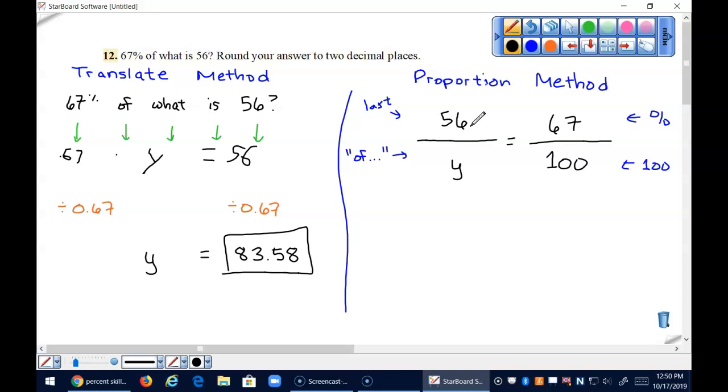To review, right bottom corner I put 100. It's always up. On the top I put whatever number had the percent by it. If the question said what percentage or what percent, then I would put the y there. I look for what happens after of. It goes in the bottom on the other side. And then there's something I haven't used yet. It goes in the last spot. Then I can cross multiply.